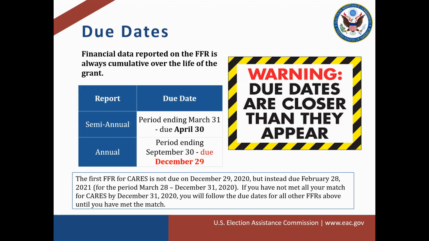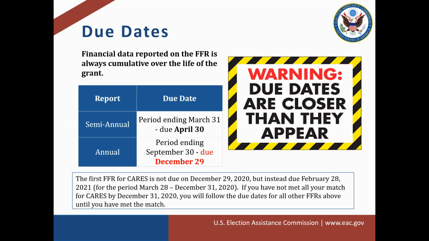Now, for CARES, we're off cycle because CARES has a very specific rule about the federal share being expended by December 31st. The first report is not due until February 28th, 2021. So this December, you will not be submitting a CARES FFR. You'll have 2 more months for that, and you'll send that in February 28th. It has already been set up for you in PMS, so you can look at it, you can start drafting it, but you don't submit it until that December deadline has passed.